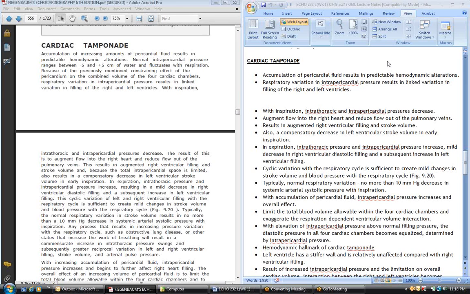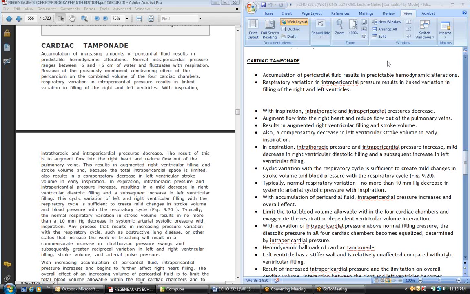So with inspiration, intrathoracic and interpericardial pressure decreases. It augments the flow into the right heart and reduces flow out of the pulmonary veins. Results in augmented right ventricular filling and stroke volume. Also a compensatory decrease in left ventricular stroke volume in early inspiration. In expiration, intrathoracic pressure and interpericardial pressure increase, with a mild decrease in right ventricular diastolic filling and a subsequent increase in left ventricular filling.